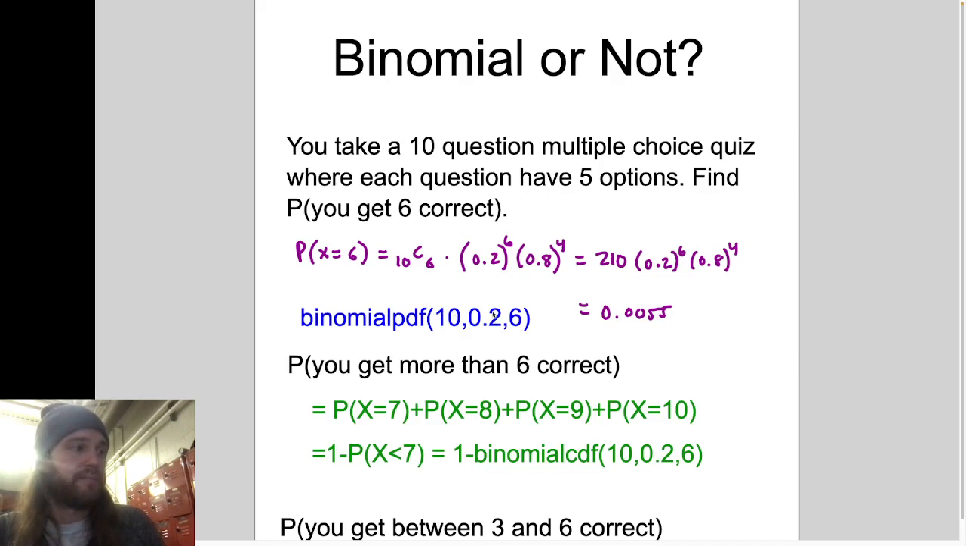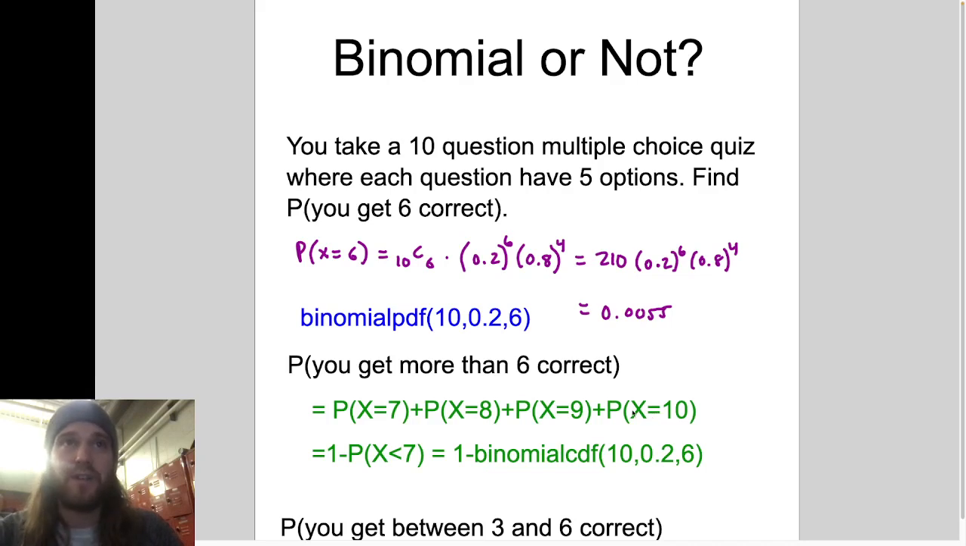You're going to plug in the probability of success, which is 0.2 because there are 5 options. This is PDF for just 6, so it gives you the probability of exactly 6. Now, if you wanted 6 or more correct, you could do binomial PDF of 7 plus binomial PDF of 8 plus binomial PDF of 9 plus binomial PDF of 10. You can do all that, or you can do CDF.